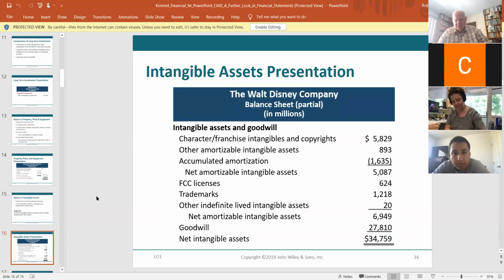This, I think, is kind of interesting, this clip here. Walt Disney Company, big outfit, huh? We're back up in the billions. Look at all the intellectual property they have. They have franchise fees like crazy. They have FCC licenses, trademarks. These are all valuable assets they have. And some of them have to be amortized down to zero and others don't.